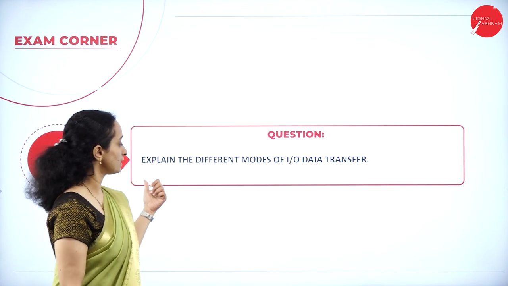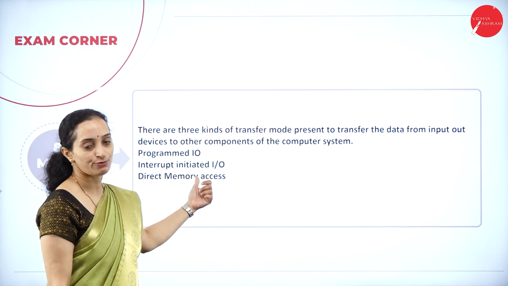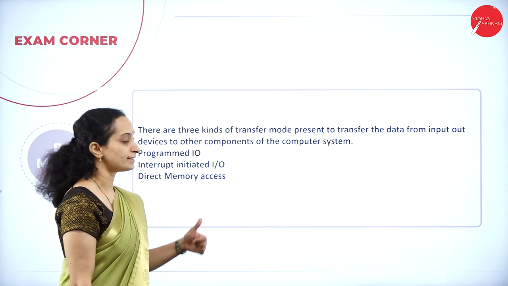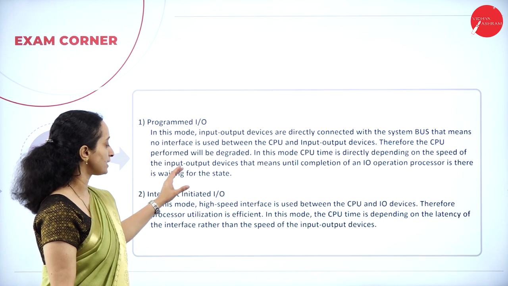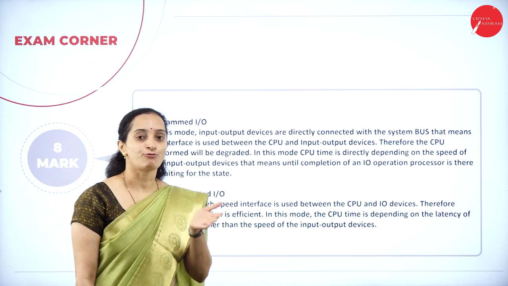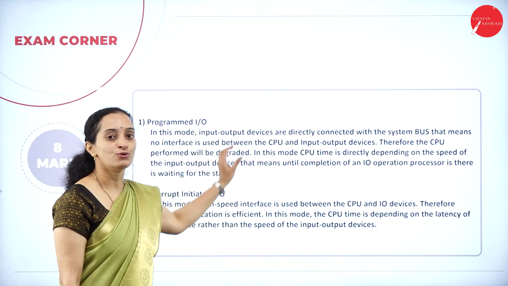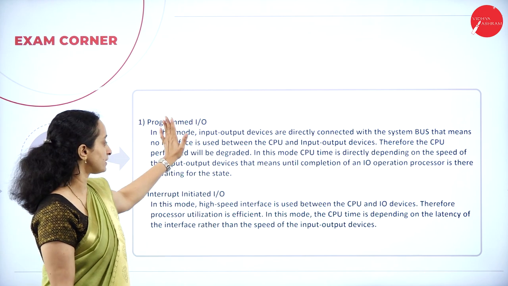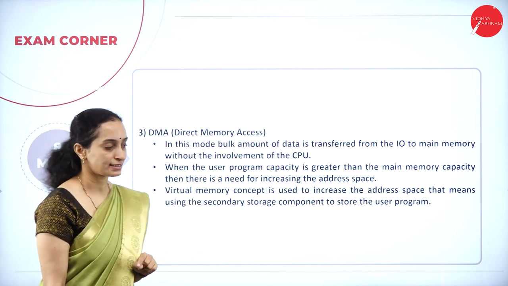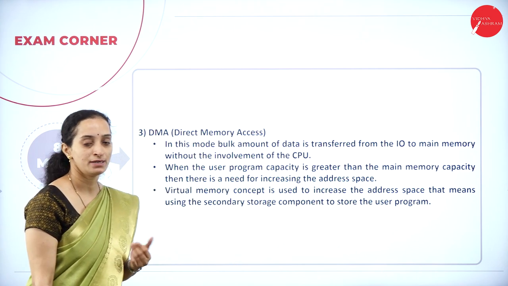The next question is, explain the different input-output data transfers. There are 3 types of input-output data transfer, that is programmed I/O, interrupt-initiated I/O, and direct memory access. The explanation is given here. You can add 1 or 2 sentences to get the advantage of more marks. Since it is asked for 8 marks, write a few explanations about each type. No need to write too much about it. Just a brief introduction about each type is enough.